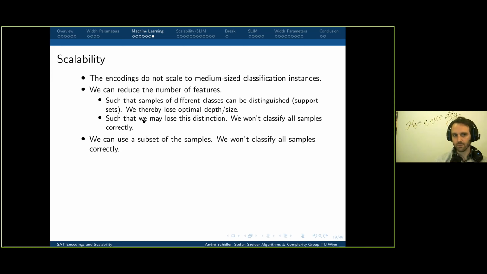You can reduce more features, and then you lose the distinction between different classes, but you can limit this loss of information, and then we won't classify all the samples correctly. Or you can just pick a subset of the samples and hope it's a good representation, and again, this won't classify all the samples correctly. But the experiments in the respective paper show this actually works reasonably well, because in machine learning you're not that interested in having a model good for the training data, but actually on the unseen data. So if you pick a good set of features or a good set of samples, you can get decent models this way.